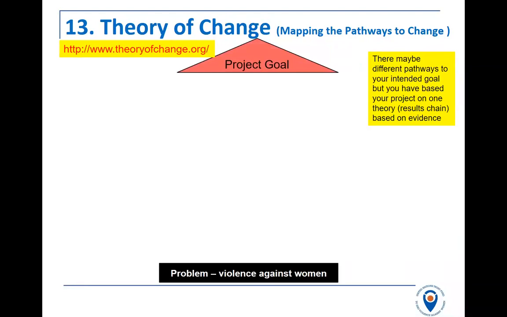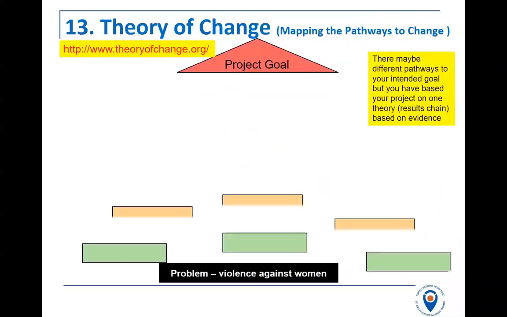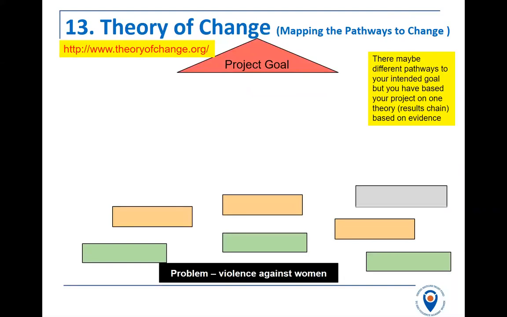So in your cases, if you see at the bottom of the screen, you know there's a problem. There's a problem in your community. There's violence against women, and maybe it's domestic violence, maybe it's sexual harassment in the streets, but there's a specific problem. And you know that your goal is to change that. But there are many different pathways to achieve change. And before you wrote your proposal, or before your organization wrote your proposal, they should have thought about all the different ways to get to change.